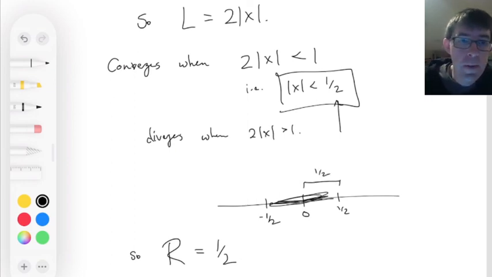All right. And this is basically how these examples will always work out. You find the L, you get some multiple of absolute value x, or if it's not centered at 0, it might be absolute value like x minus 1 or something. And then basically that number ends up being the reciprocal of the radius of convergence, because you have to divide by that. This is how it's always going to work out.